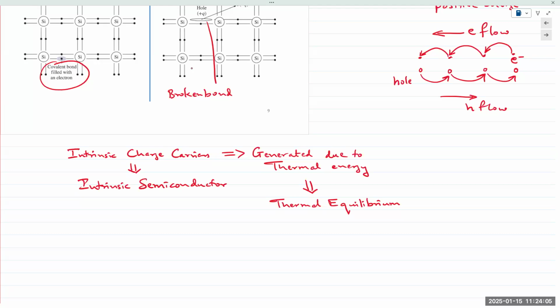Thermal equilibrium simply implies that we are not applying any other energy source to our semiconductor material except for thermal energy. So the only charge carriers that are present in the semiconductor are there because of thermal energy, and hence thermal equilibrium.